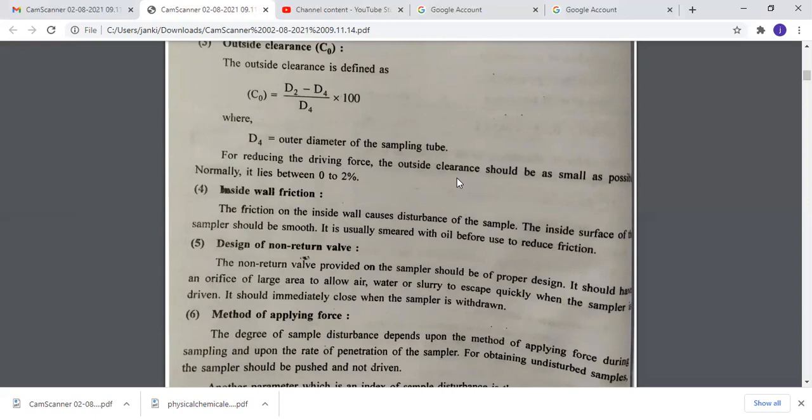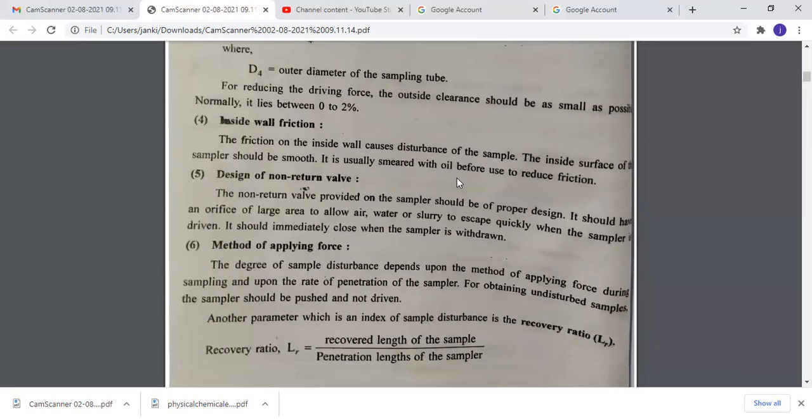Next is the design of the non-return valve. The non-return valve provided on the sampler should be of proper design. It should have an orifice of large area to allow air, water or slurry to escape quickly when the sampler is driven. It should close immediately when the sampler is withdrawn.